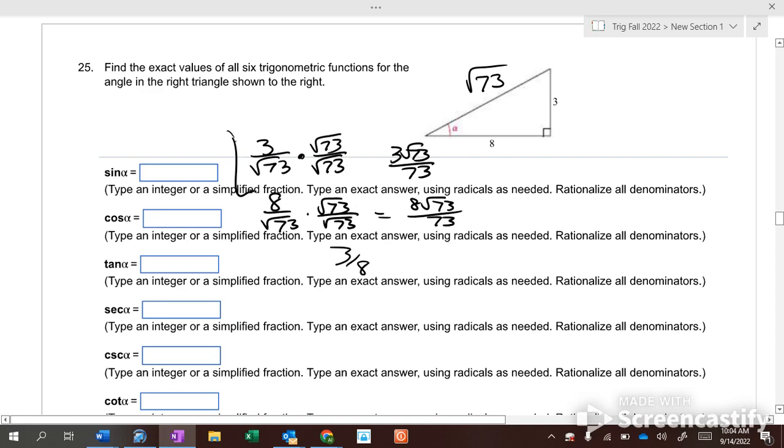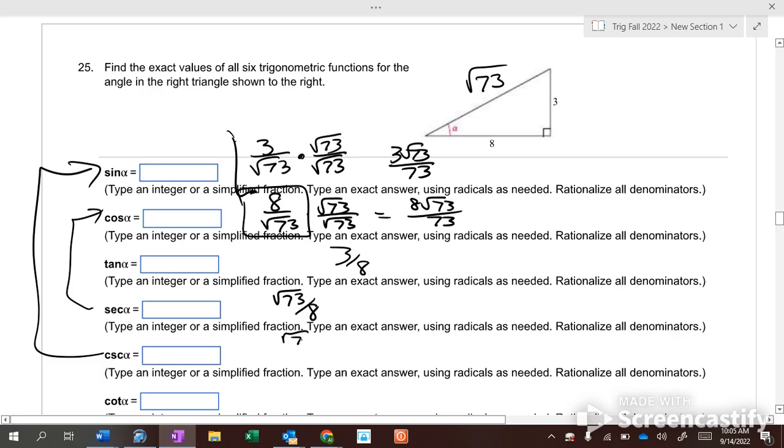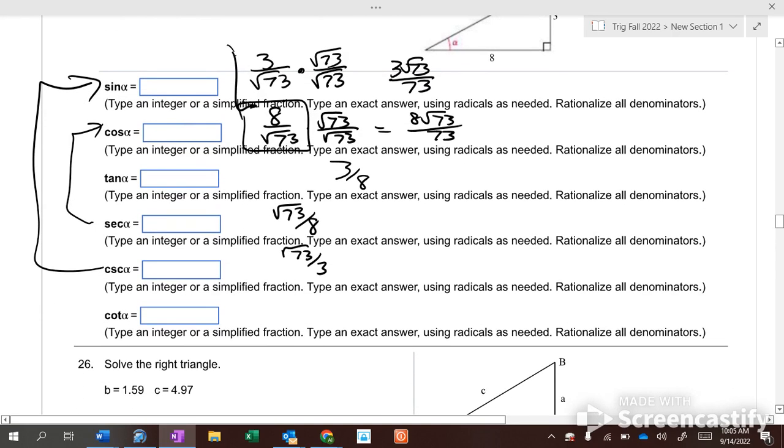Secant, flip over cosine. They go in a different order, so don't get tripped up. Usually it's cosecant first, then secant. But secant goes with cosine, so it's square root of 73 over 8. Cosecant goes with sine, so it's square root of 73 over 3. And cotangent's a flip of tangent, which is 8/3.